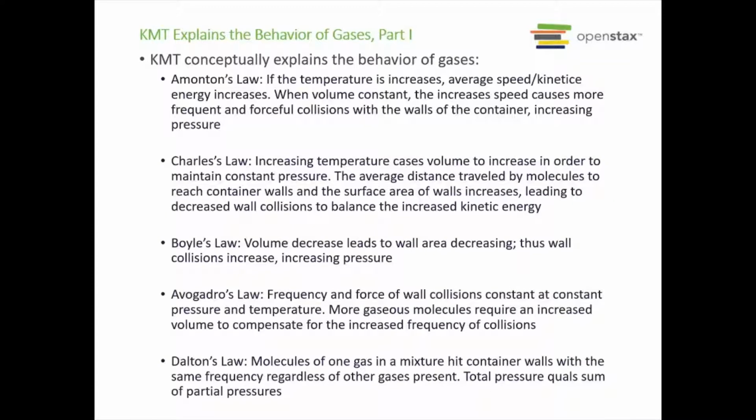So starting with Amonton's law, if the temperature increases, the average speed or kinetic energy increases. Little typo there. So volume is remaining constant here. Okay, so with the volume staying constant, increasing the speed, that should be a D, the increased speed causes there to be more collisions. So the gases are hitting the walls of the container and each other more often and harder. And so because of that, now we're increasing the pressure. More collisions, more pressure.